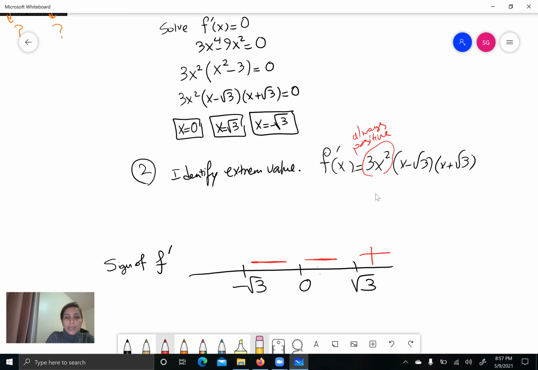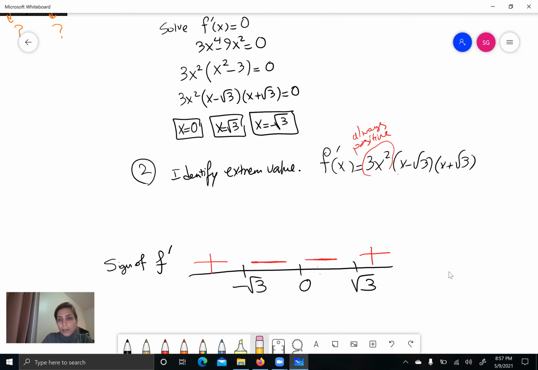And finally, for any value smaller than negative square root of 3, this is positive, this is negative, this is negative, but negative times negative is going to be positive. Again, if you are not sure how to quickly determine the sign of f prime, it's okay. Just use a calculator, try some values, and see if it is positive or negative.